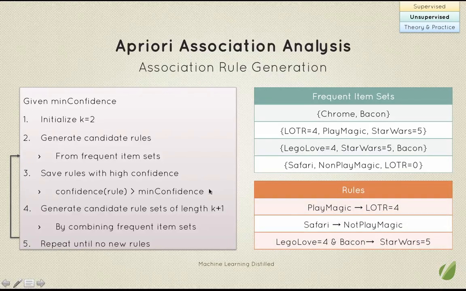And the output of this algorithm will be a set of rules. Plays Magic implies that you've read all 4 Lord of the Rings books, or if you use so far, that implies you don't play Magic. These are examples of rules that might be determined based on these frequent item sets.